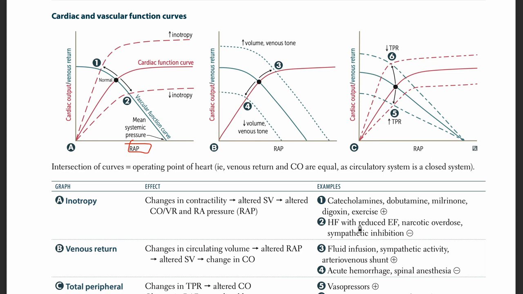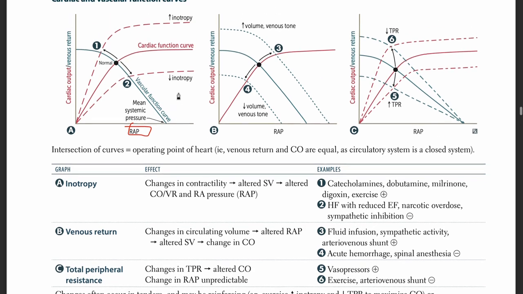But say you have heart failure with reduced ejection fraction, so decompensated heart failure, narcotic overdose, or sympathetic inhibition. Anyways, it makes sense that the cardiac output will go down, right? So inotropy is decreased.